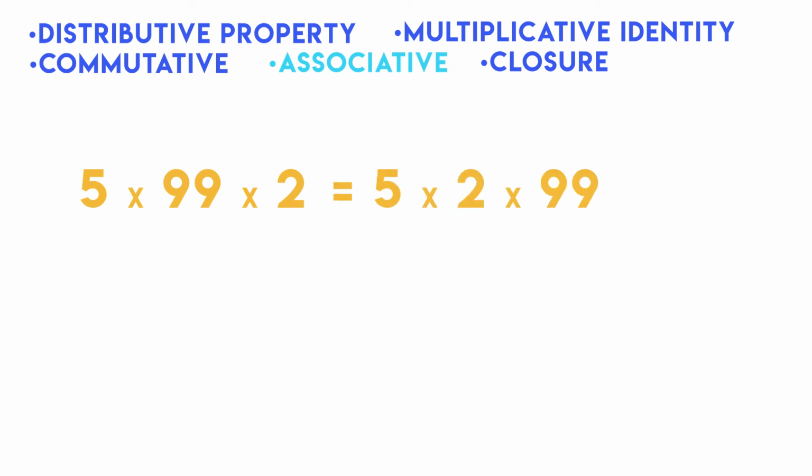All these properties help in making calculations easy. For example, calculating 5 multiplied by 99 multiplied by 2 becomes easy by employing associative property. We know that 5 multiplied by 2 is 10. So given expression can be simplified into 5 multiplied by 2 multiplied by 99, or 10 multiplied by 99, or 990.